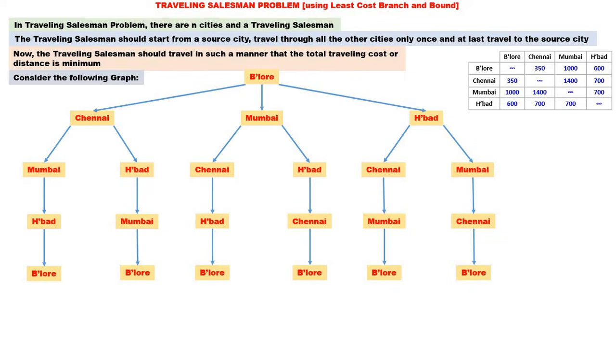Now we shall attach the costs also. Bangalore to Chennai, it is 350. Chennai to Mumbai, it is 1400. Mumbai to Hyderabad, it is 700. Hyderabad to Bangalore, it is 600. So the total cost is 3050. Similarly, we will attach the cost for all the other routes also.